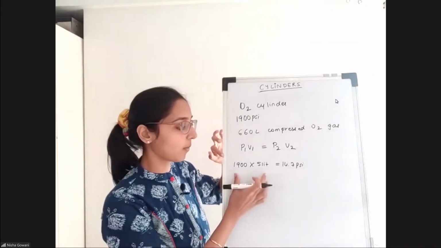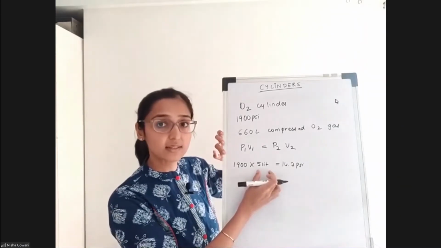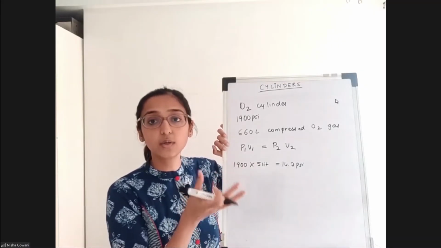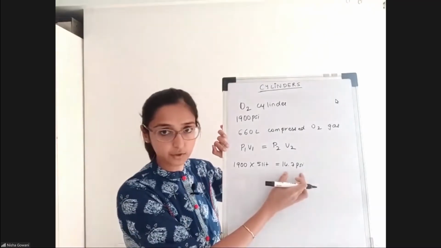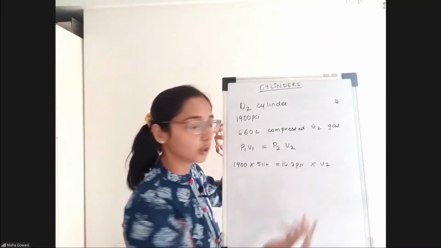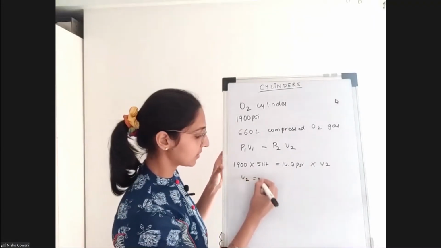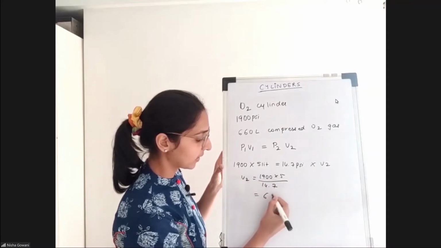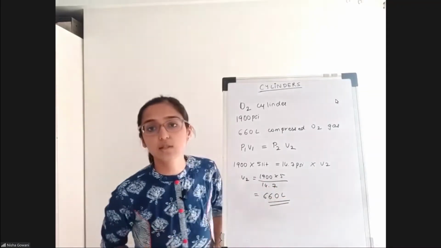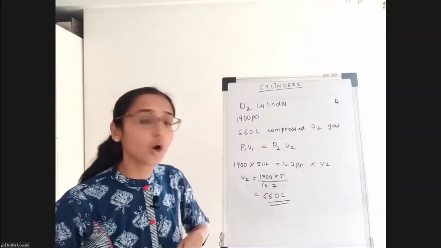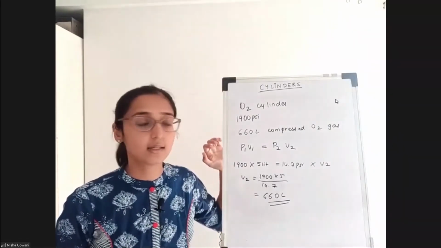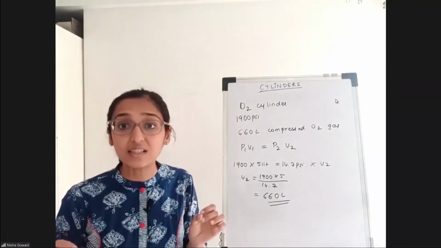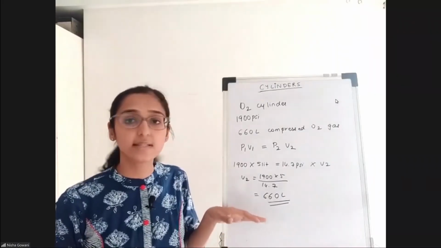We need to know how much oxygen gas this type E cylinder, which is 5 liters in capacity and pressurized up to 1900, is going to provide at atmospheric pressure. So here we want to know the volume, V2. When you solve this equation, 1900 into 5 divided by 14.7, you will get the answer to be around 660 liters of oxygen. So that is how we know that a full type E cylinder, pressurized up to 1900, is going to provide 660 liters of oxygen.